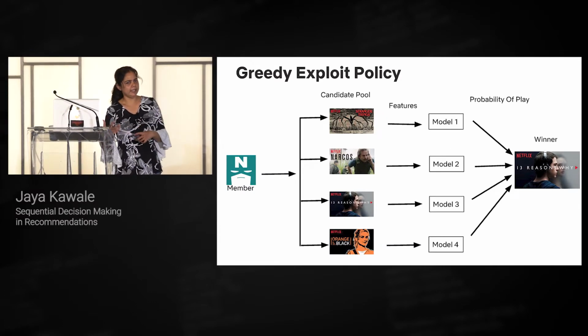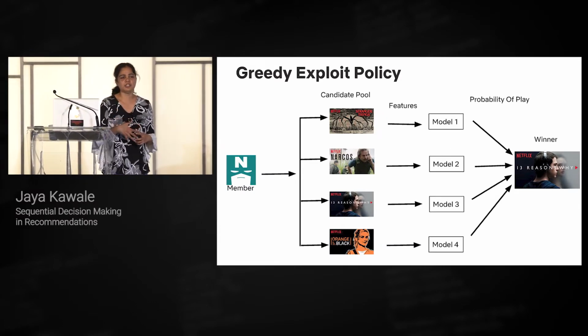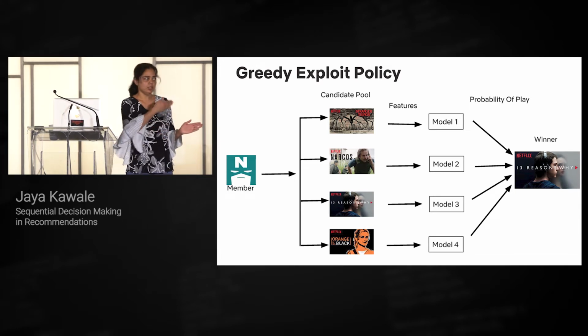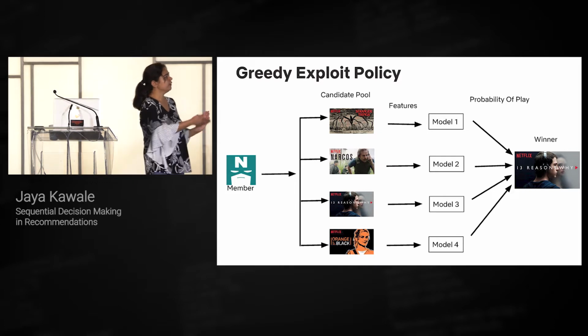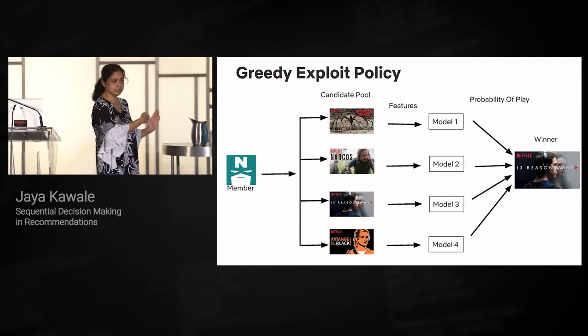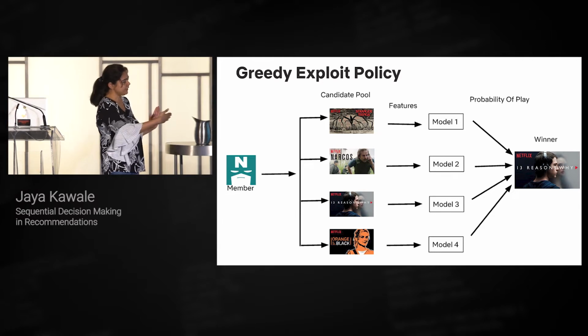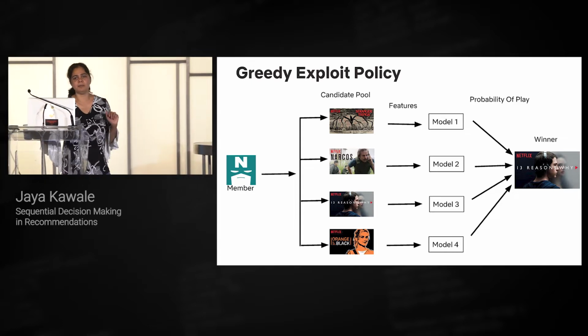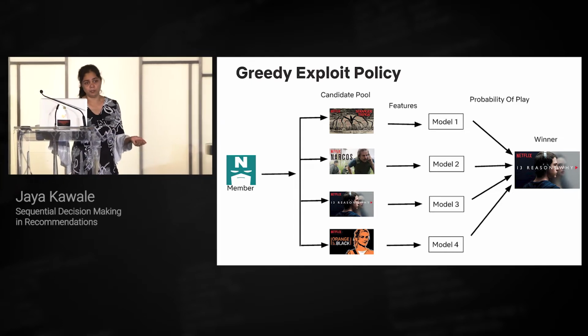Taking this problem back into title recommendation, if we have a greedy exploit policy, it would look something like this. The member comes on the Netflix homepage. We have a candidate pool of titles that we can show to the member. We extract the features from these titles, and maybe, let's say, even get the features from the members. We have models which compute the probability of play for the title. And let's say we pick a winner depending upon the highest probability of play. So this could be an example of a very simple greedy exploit policy.